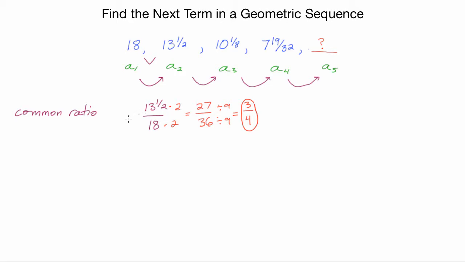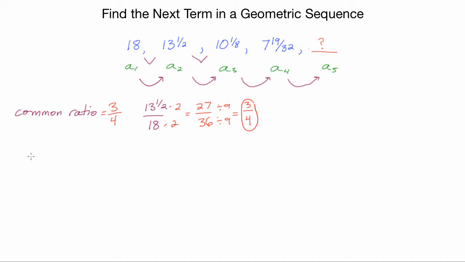So there we go. That's one way of finding it. I took these two terms, 13 and a half and 18, divided them, and found out that the common ratio is 3/4. Well, let's check it. I'm not entirely convinced, so I'm going to pick another two terms. I'm going to pick the next two and divide those.